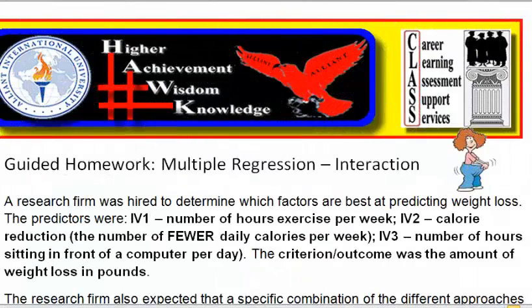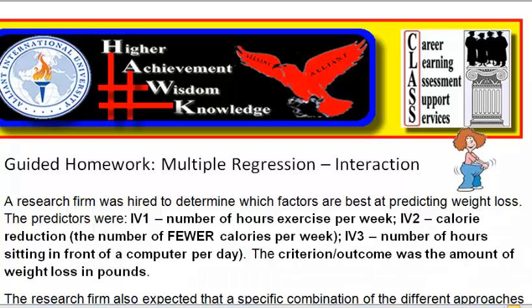Okay, we're going to look for interaction in a multiple regression model. The fun never stops. We're going to try to make a prediction model on which of the IVs, or which combination of the IVs, works best for weight loss. So the criterion is weight loss and the IVs are above. Let's go ahead and start looking at the questions.